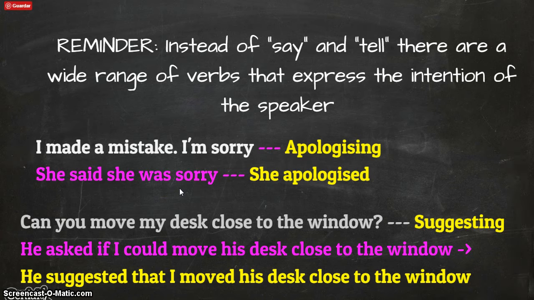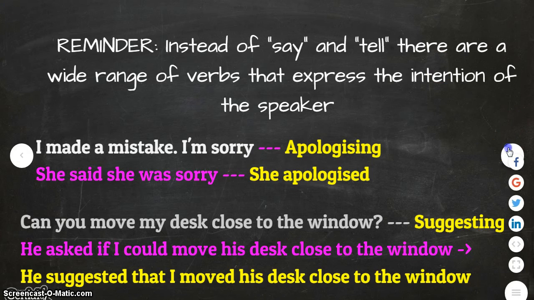Another example. Can you move my desk close to the window? He asked. What is he doing? He's suggesting or requesting. So he could say he asked if he could move the desk close to the window. We could say he suggested that I moved his desk close to the window. We could also use another reporting verb in this case. He requested that I moved his desk close to the window. It's not always black and white. There are many functions in one statement, but they usually correspond.